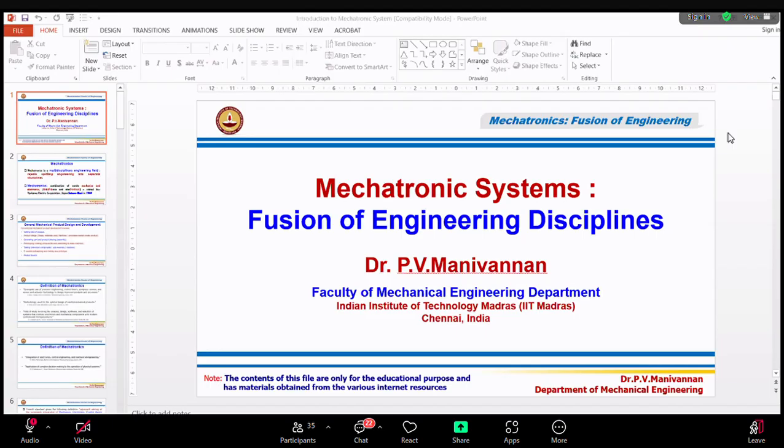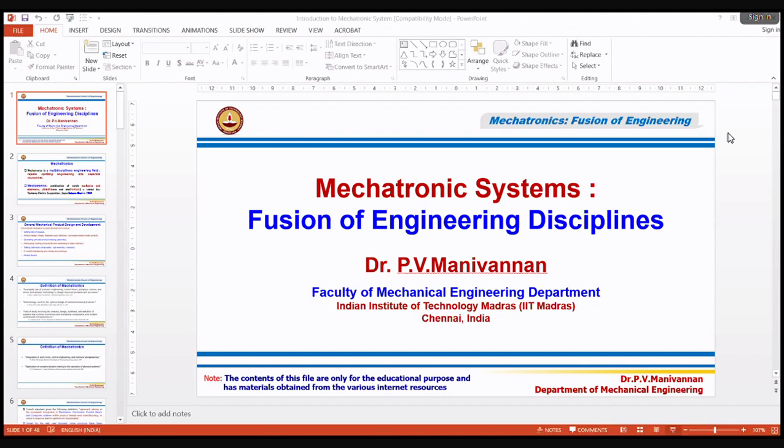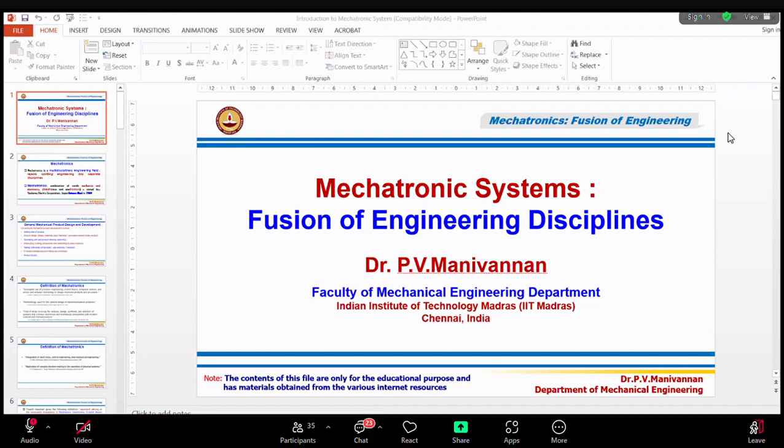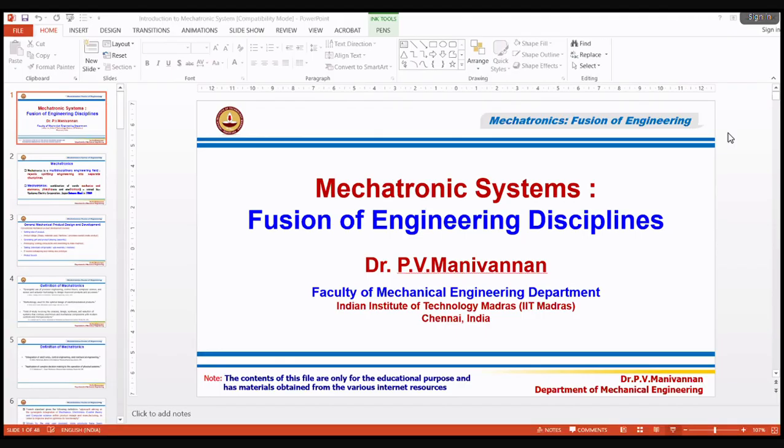Now, what is a mechatronic system or mechatronic product, or mechatronic engineering? You can see from this slide that a mechatronic system is nothing but a fusion of various engineering disciplines. Correct. So what does it mean? Fusion of engineering means, as you know, if you join an engineering institute, even before joining, you'll be asked to select the branch in which you want to learn.